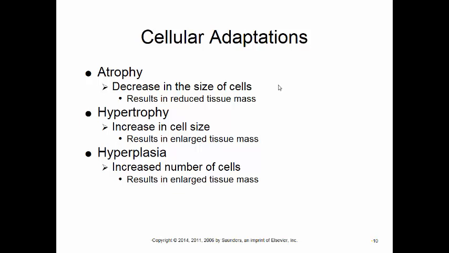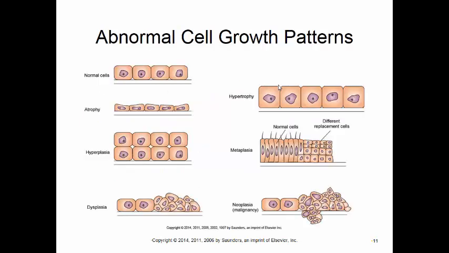Then we have hypertrophy, which is an increase in size. This can be due to various different things. One common thing we can see is when people work out and lift weights, their muscles hypertrophy and they increase in size. The next is hyperplasia, and this is an increase in the number of cells. So the cells are growing and dividing more rapidly, and so there's an increase, and that's hyperplasia.